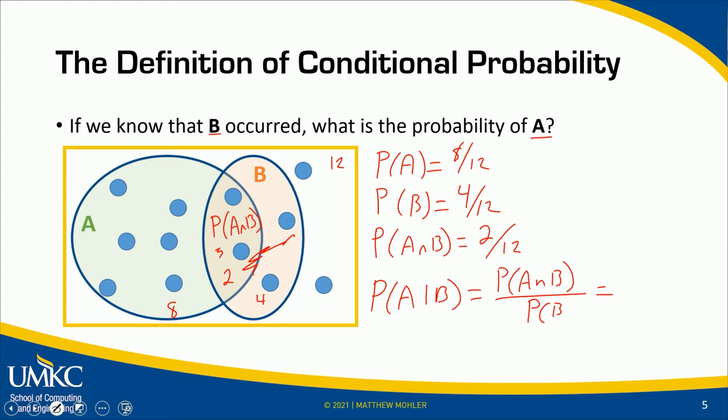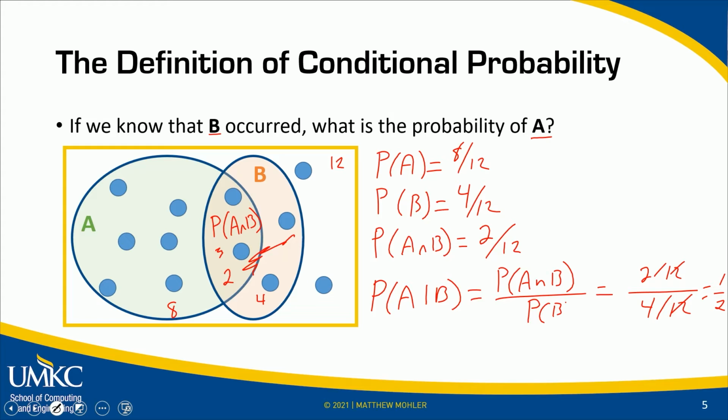And let's see if that math holds up. Again, we said earlier on the previous slide, just graphically looking at this, that it was 2 out of 4, or 1/2. And in this case, we'll end up with the ratio of these two values we already found. So it's 2 over 12 divided by the probability of B, which is 4 over 12. Well, the 12s cancel, and we're left with, again, 1/2, or that 2/4 that we had from the previous slide.